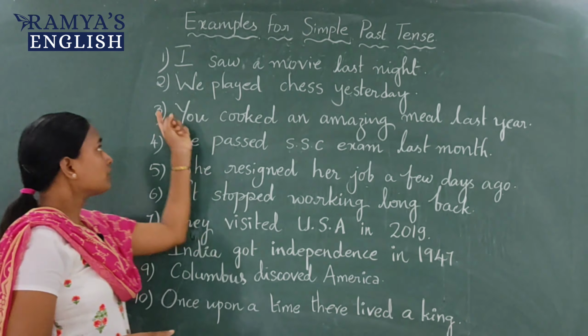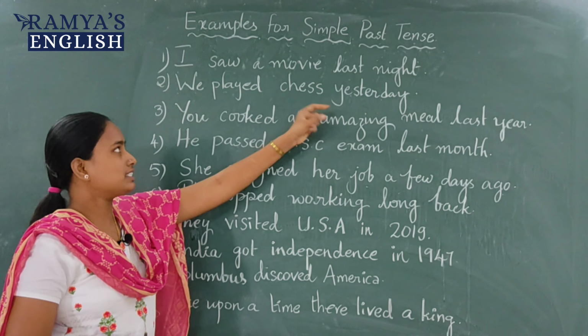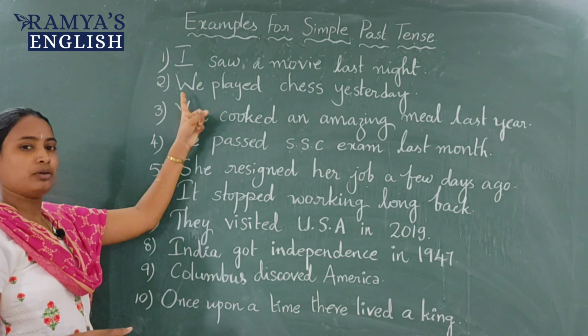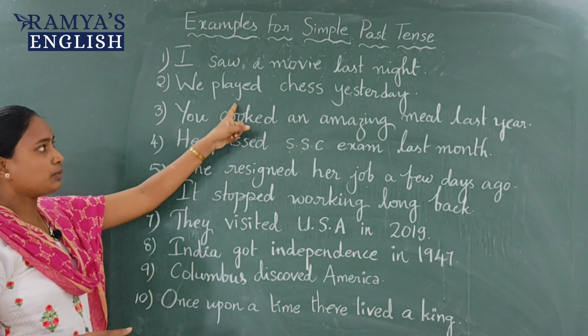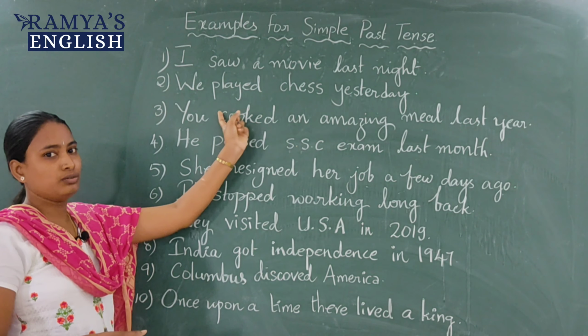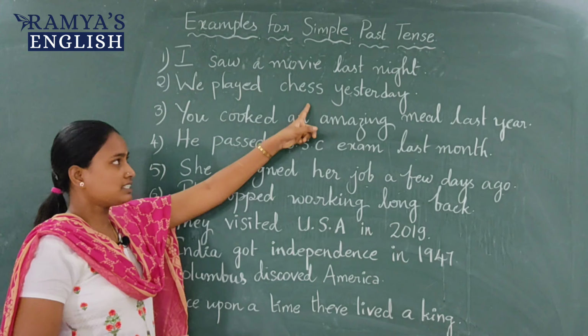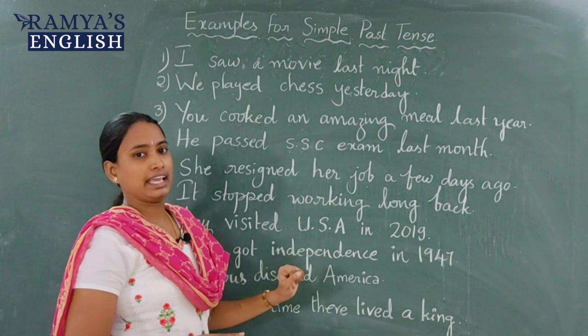And the second example is we played chess yesterday. So what is we? We is a subject, played is a verb, V2 form, play, played, played. V2 and V3 both are played. Chess is the object, yesterday is the indication.